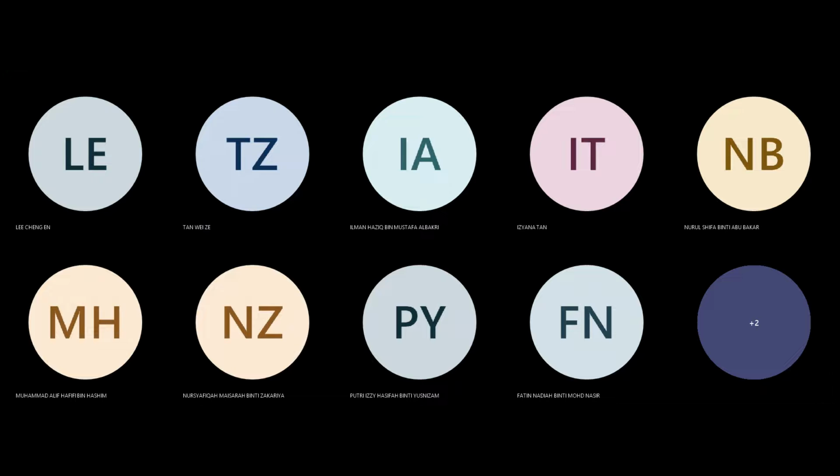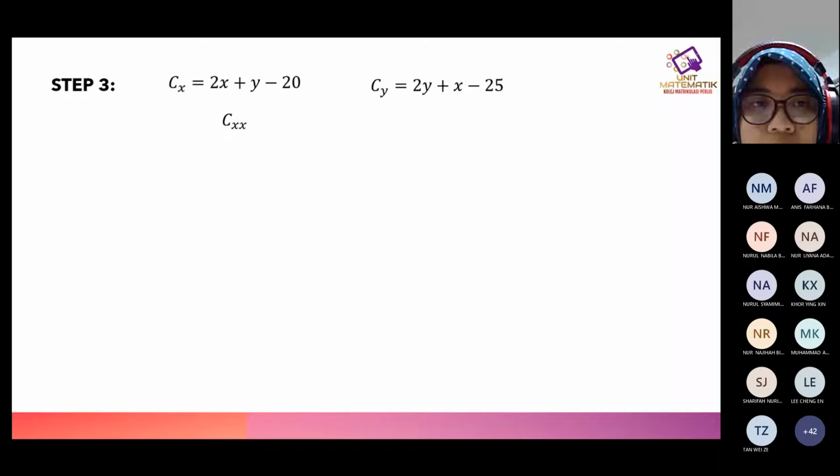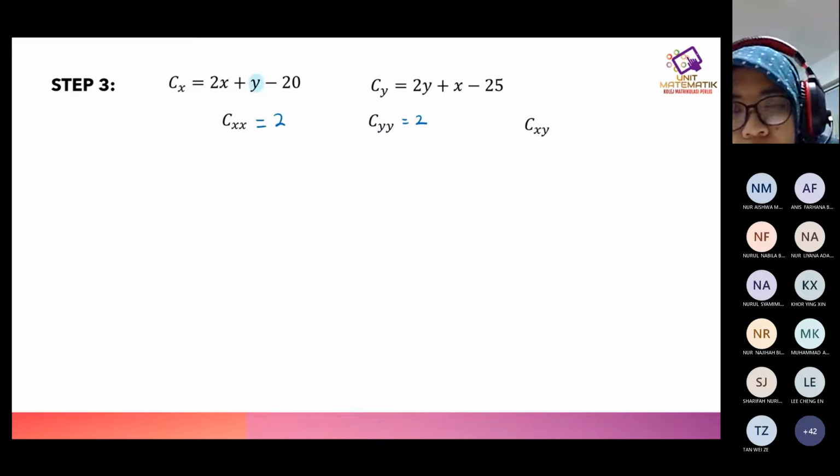The test formula. For C sub xx, we have the term 2x. We differentiate, you get 2. Then C sub yy. Look at C sub y. We differentiate, you get equals to 2. And the third one, C sub xy. Refer to C sub x.